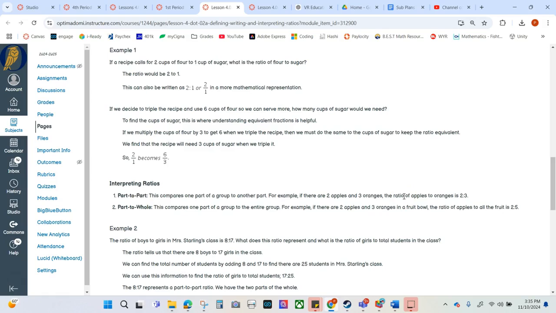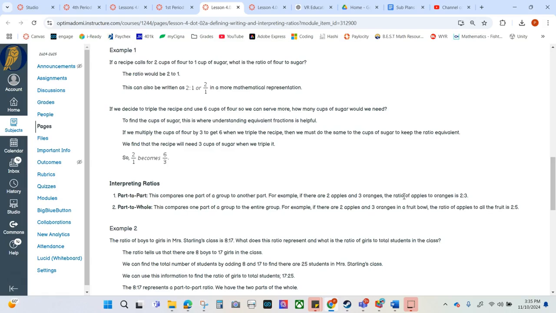All right. Now here's a new part. You might have some questions that want you to interpret ratios. Some ratios have a part-to-part relationship. This compares one part of a group to another part, like boys to girls in a class, or how many chocolate chip cookies and Raisin Bran cookies are there. For example, if there are 2 apples and 3 oranges, the ratio of apples to oranges is 2 to 3. Just 2 different things, a part and a part.